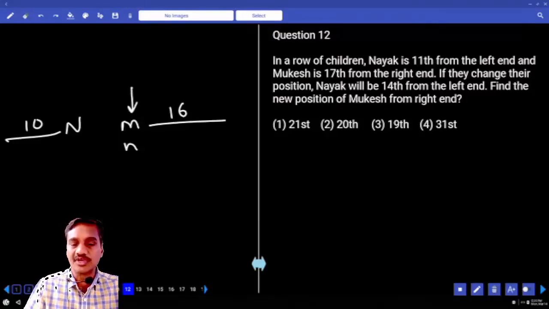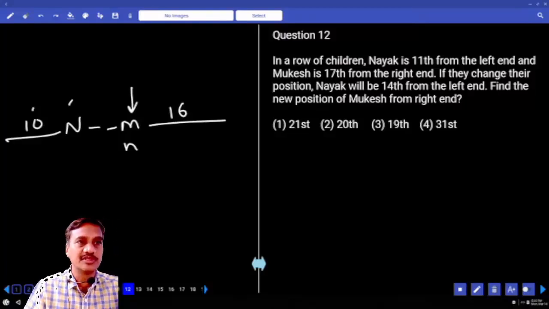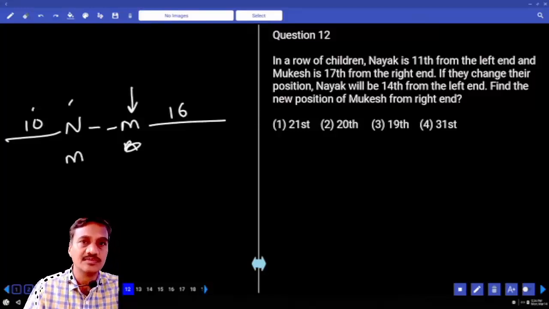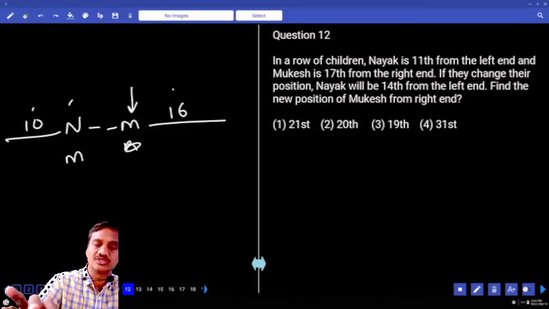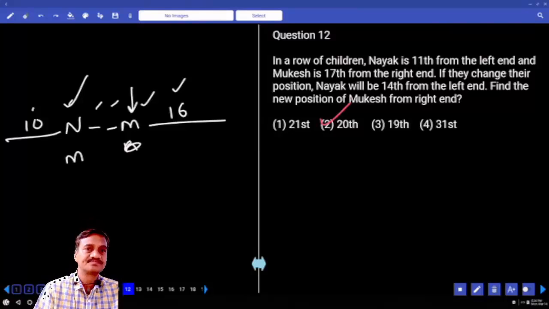And again, Mukesh is 14th from the left. Mukesh is 14th from the left, 10 plus 1, 11, 12, 13 and 14. Now Naik has reached the place of Mukesh. Now Mukesh is 14th from the left. Then find the new position of Mukesh from the right hand side. And position of Mukesh from the right hand side, 16 plus 1, 17, 18, 19, 20. And position of Mukesh from the right hand side is 20. 20, that is choice 2, question number 12.